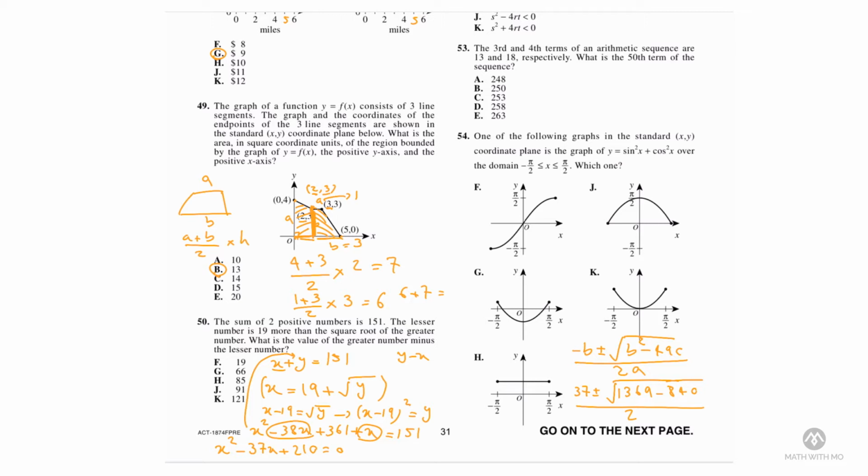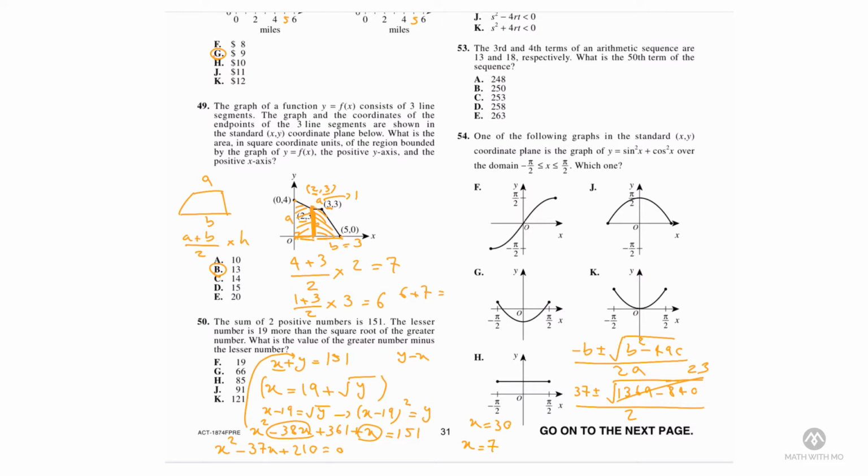All right. Now we have 1369 minus 840, which is 529. The square root of that is 23. So this is exactly 23. So 23 plus 37 becomes 60, divided by 2, 30. So x could be 30, or 37 minus 23, which is 14, divided by 2, 7. So x could be 30 or 7.